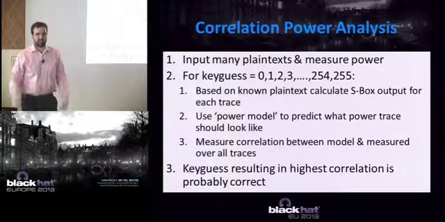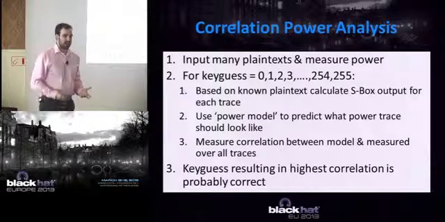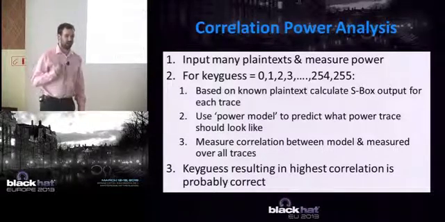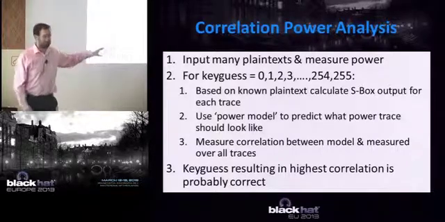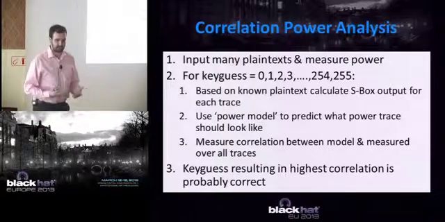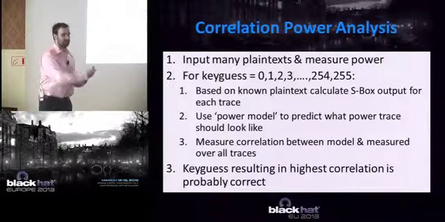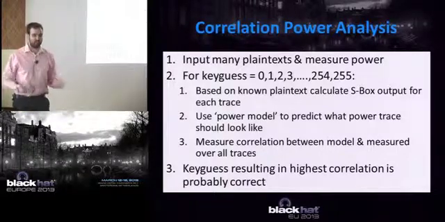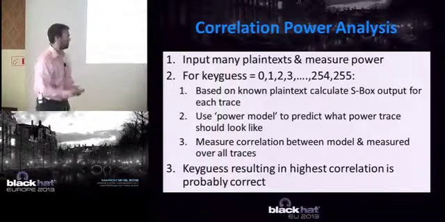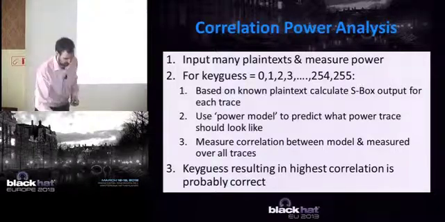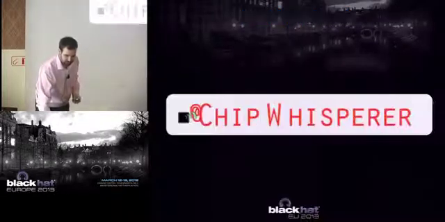So if you wanted a simplified algorithm, it would look something like that. We input many plaintexts, we measure the power, and for each of the possibilities of the keys, for each of those 16 bytes, we calculate the S-box output. We use the power model, so the Hamming weight or Hamming distance, to see what the power trace should look like. Should we have more power, less power? And we measure the correlation between the two. Whichever of those 256 key guesses had the highest correlation, we say, well, that was probably correct. And again, there's the AES.